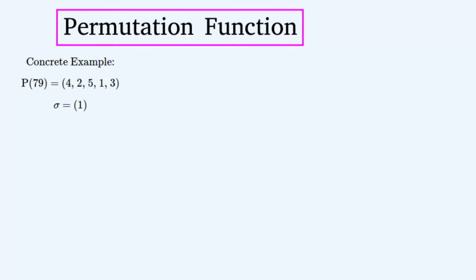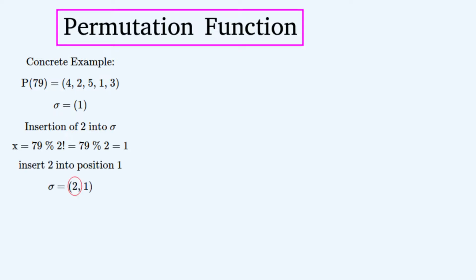And now for another concrete example. We'll calculate the permutation corresponding to the number 79. We'll start with the identity permutation. We'll calculate where to insert the number 2 into it. Then we'll insert it into this position and push everything to the right of it, 1 position to the right.